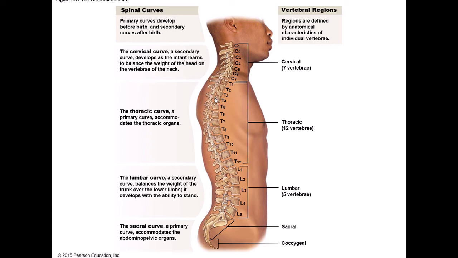The thoracic curve, you can see, stays in the direction of the fetal position. So it's facing backwards. If you were to kind of curl your spine, so you curl your body forward, your spine would stick out back here in the back like this. This is the primary curve.